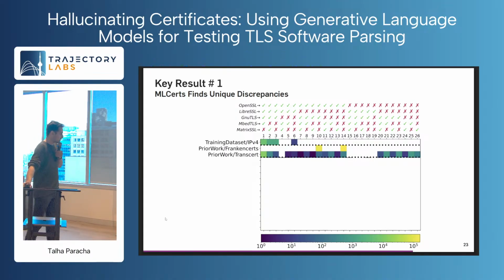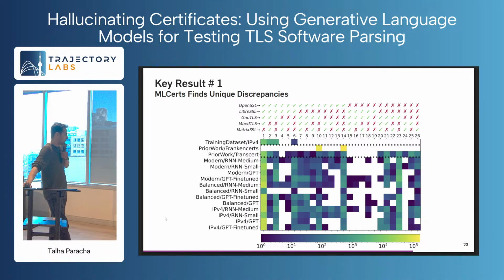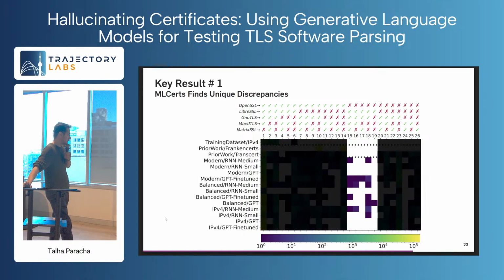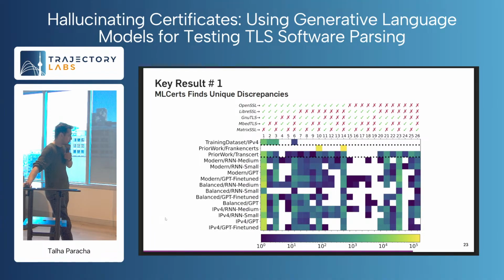And then the benchmarks: Frankencerts triggers 2 and Transcert triggers 20. And then the 12 models that we have, based on 4 models and 3 datasets, trigger a wider range of discrepancies. For example, this highlighted region is something that is not covered by the previous approaches. And another thing I would mention is that even if a discrepancy is covered by the previous approaches, our models find more interesting cases, and you can read the paper for more details.